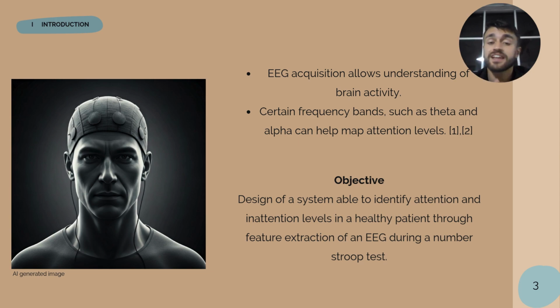EEG acquisition allows us the understanding of brain activity. Some research suggests that certain frequency bands, such as theta and alpha, can map attention levels. The objective of this challenge is to design a system that is able to identify attention and inattention levels in a healthy subject through feature extraction of an EEG during a numbers group test.